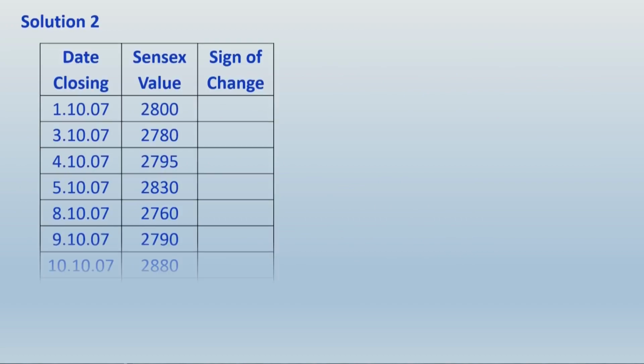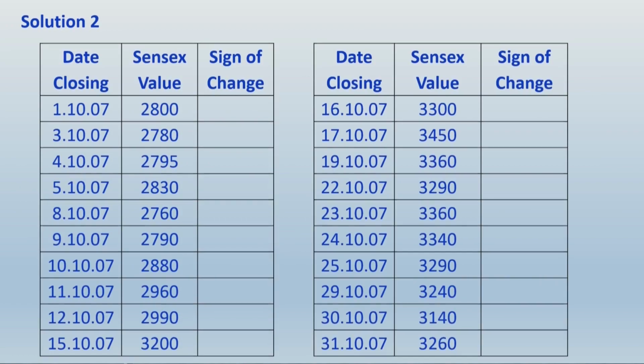In the solution, you will first plot this table and you work out one simple thing, that is a sign of change which will be observed based on the previous day's index value. For the first day we have no clue, just leave it blank. For the second day, observe one thing, 2800 to 2780, the index value has declined, so put a minus sign. Then the index value is 2795, it has increased, put a plus sign. Further increased, put a plus sign.